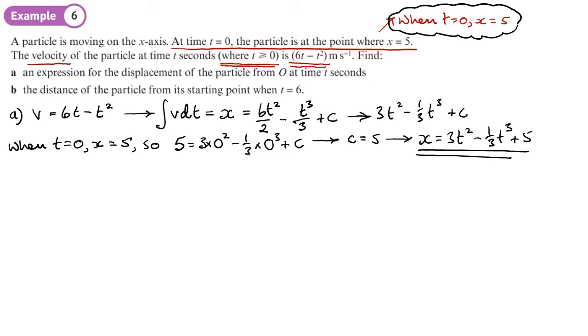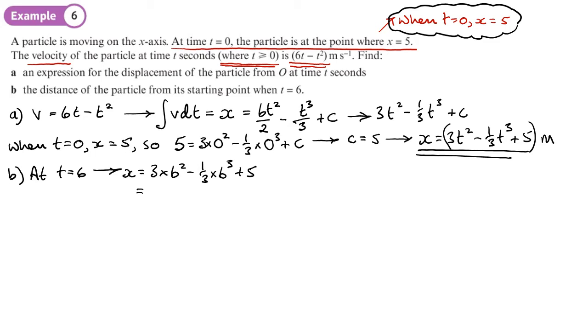And this is in meters. So I'll stick that in brackets. Part B: the distance of the particle from its starting point when t equals 6. All we do here is substitute t equals 6 into the expression. So when t equals 6, x will equal 3 times 6 squared minus a third times 6 cubed plus 5. Obviously you've got to get part A right. If you don't get part A right, then part B is going to be wrong.